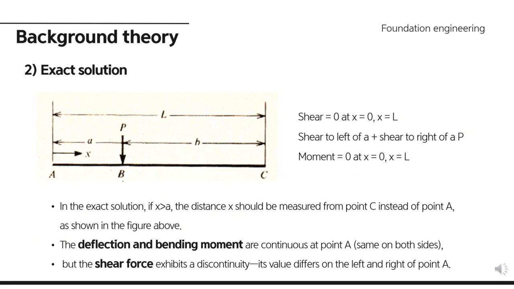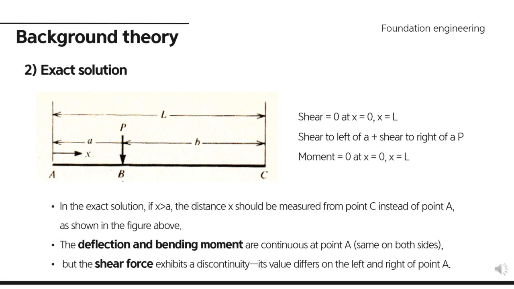Now, we explain the exact solution method. The diagram shows a beam subject to a single concentrated load P. The beam is fixed at both ends, labeled A and C, with the load applied at the point B. The position of the load is defined by distance a from the left and b from the right, with total length L equal to a plus b.